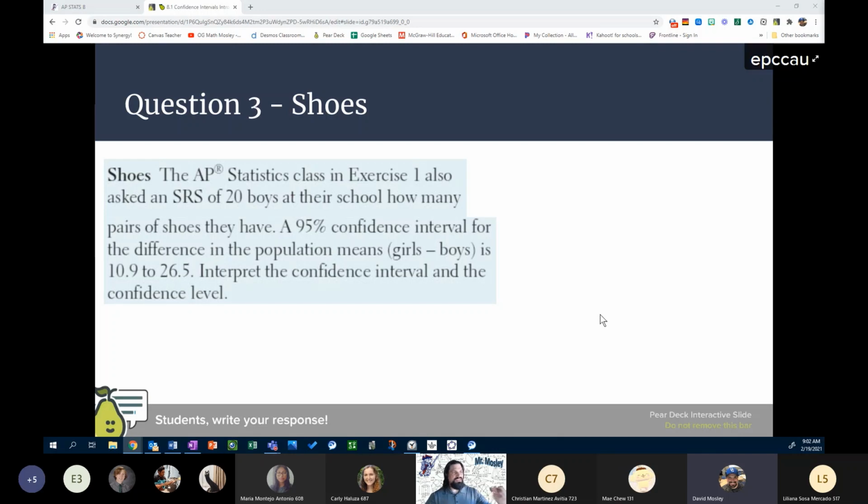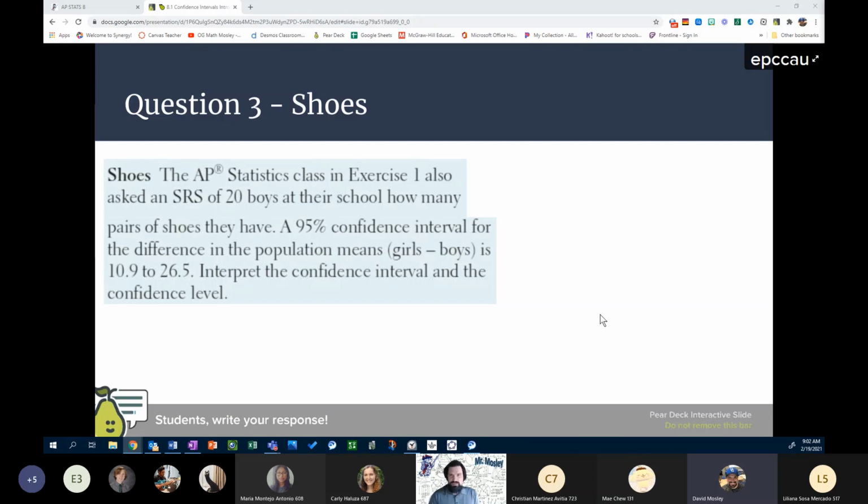So exercise 1 was that this class took an SRS of 20 girls at their school and asked how many pairs of shoes they have. So they have data for 20 boys and data for 20 girls. They have a 95% confidence interval for the difference in the population means, girls minus boys, and that gives us the interval 10.9 to 26.5. We want to interpret the confidence interval and the confidence level. Those are 2 different statements.